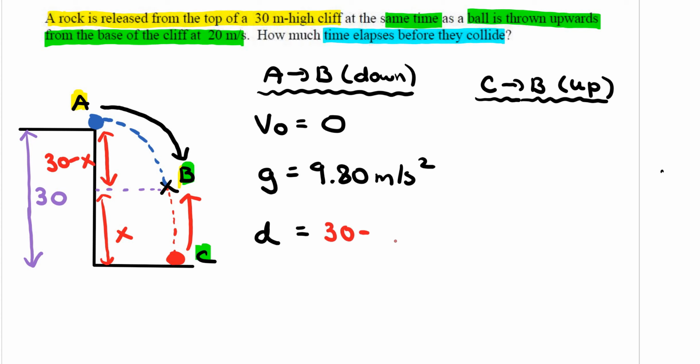So let me write 30 minus x for my distance in meters. What I'm just trying to say here is if the ball from the base of the cliff is being thrown up, let's just say it travels x meters up into the air. And since the entire cliff is 30 meters, that means this distance over here in blue has to be 30 minus x. So the distance traveled by the ball from A to B going downwards is 30 minus x meters.